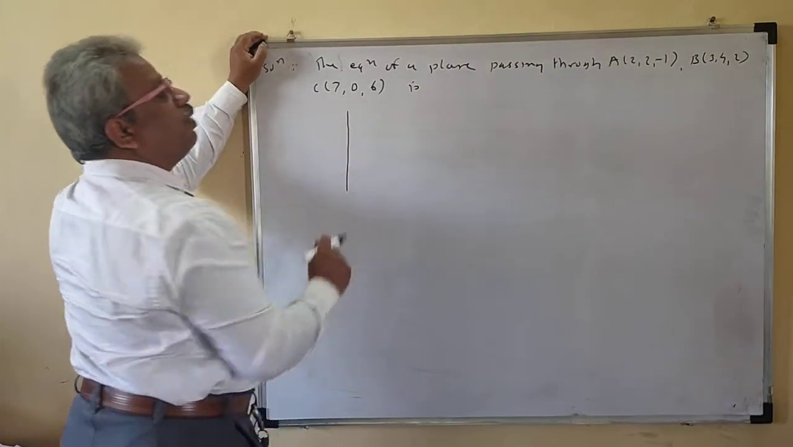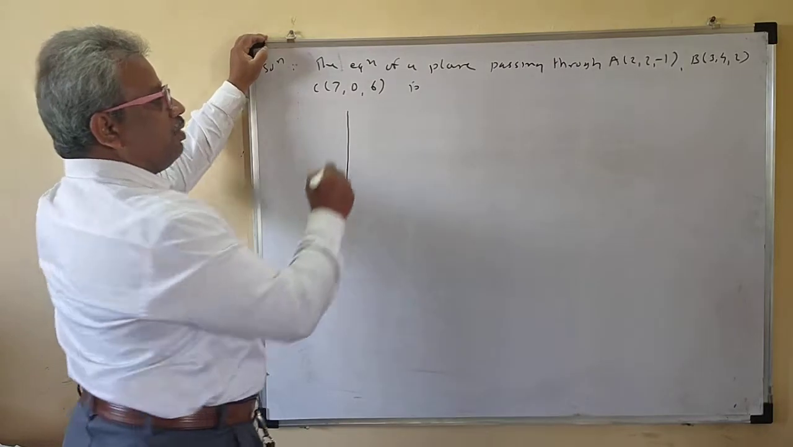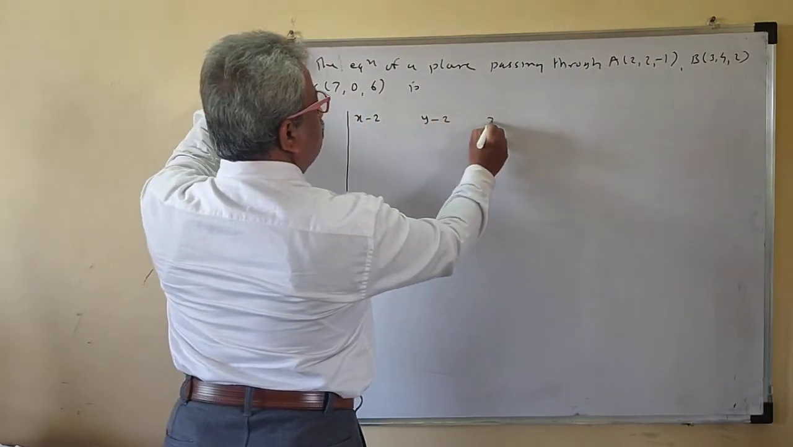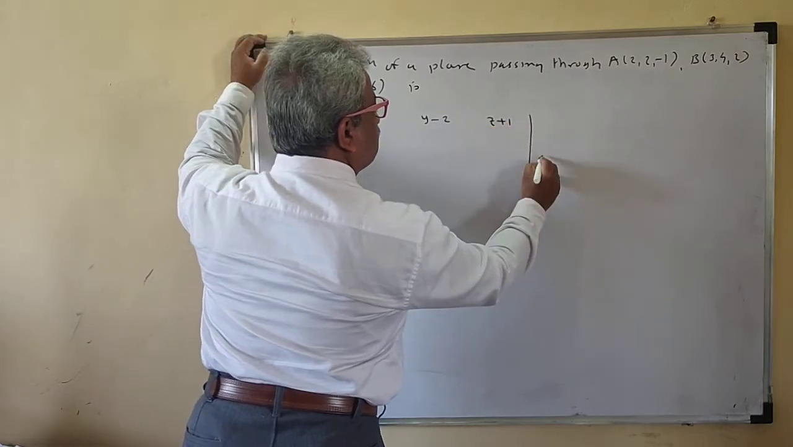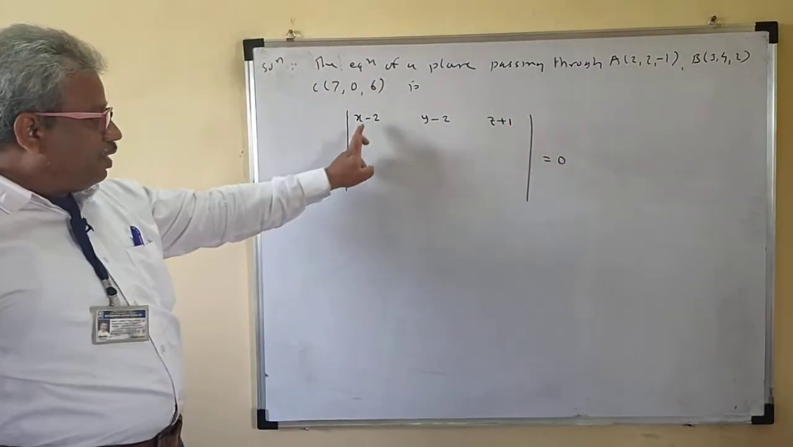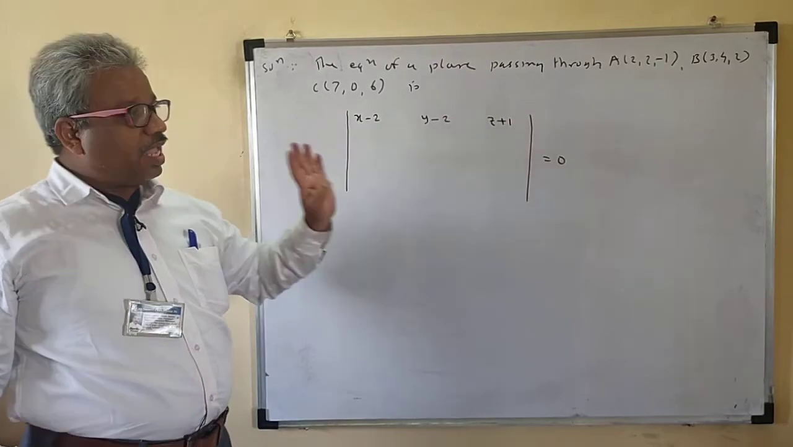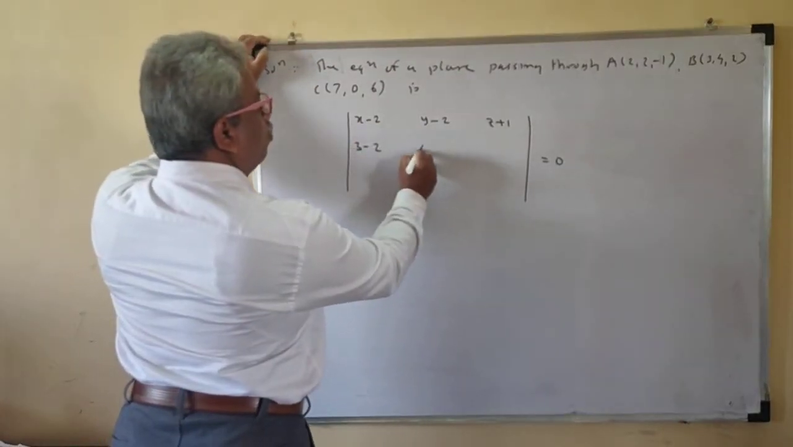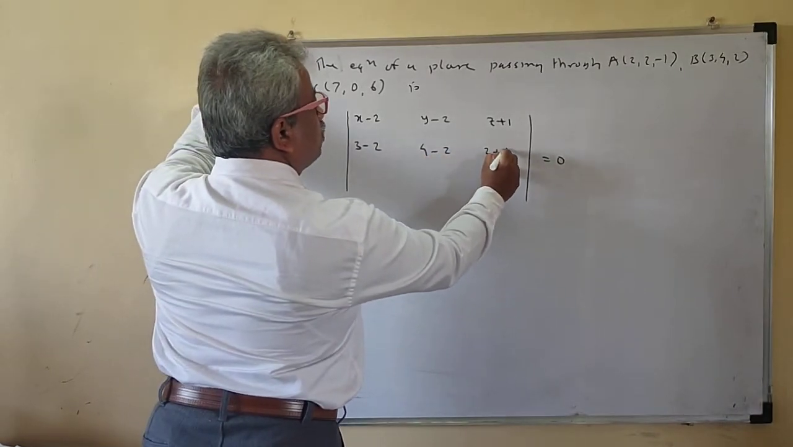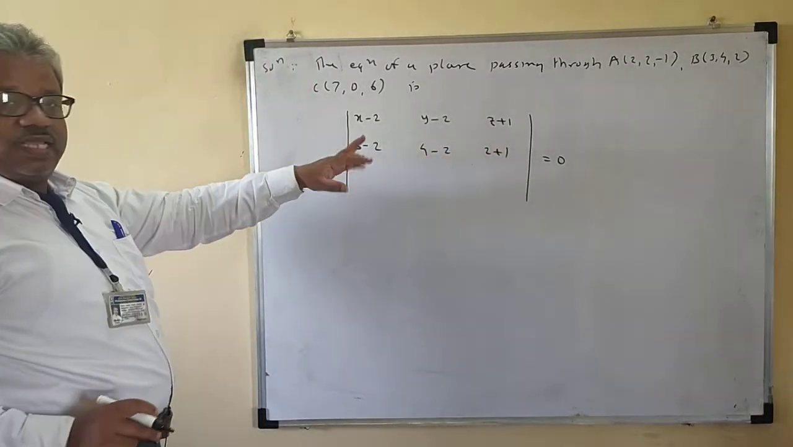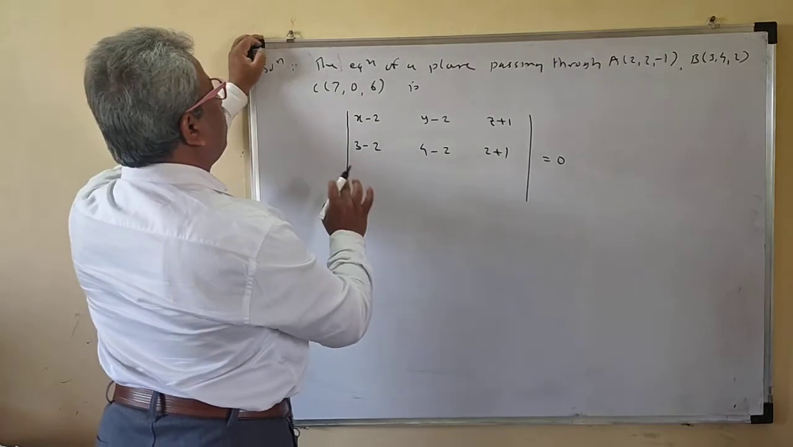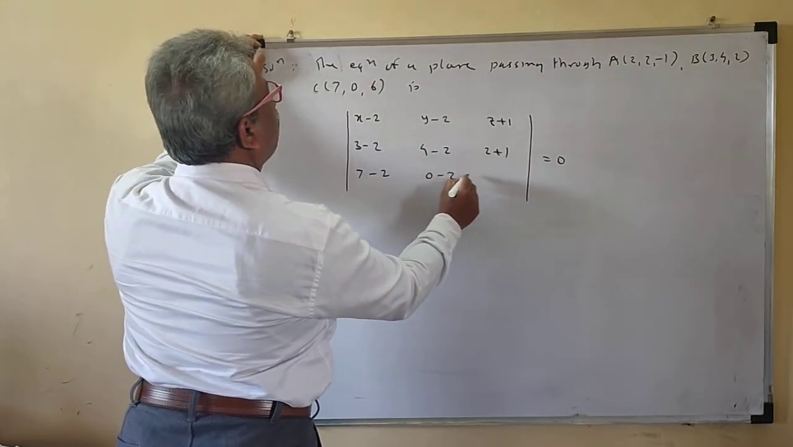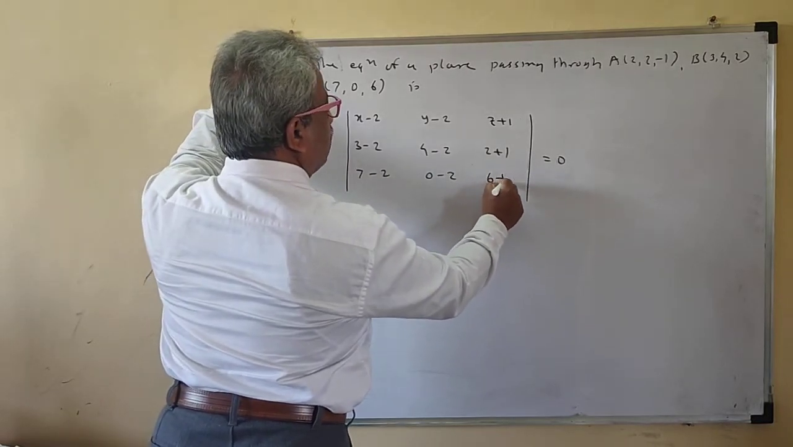the determinant. I'll take A as the fixed point. So this is x minus 2, y minus 2, z plus 1, and this is equal to 0. I will write B now: 3 minus 2, 4 minus 2, 2 plus 1. Now I will replace x, y, z with C: 7 minus 2, 0 minus 2, and 6 plus 1.